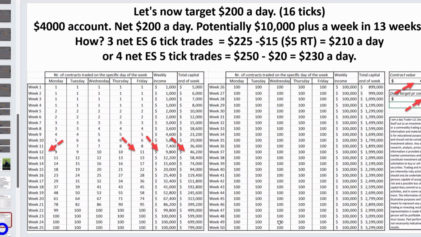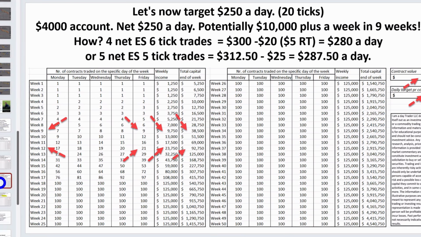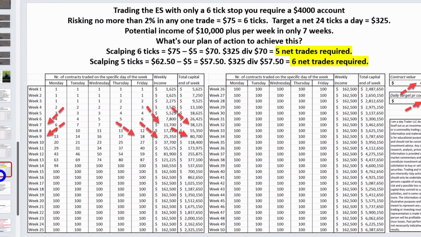Then if you're a young gun or an experienced trader, what if we up that to 250 a day, just an extra 4 ticks a day, an extra trade a day? Look where you are in 9 weeks. Look where you are in 12 weeks. You've now got a $20,000 a week potential income. Your account size 92,000. How did you do that? Just 20 ticks a day and only adding an extra contract every time you doubled your money. This is the true potential.